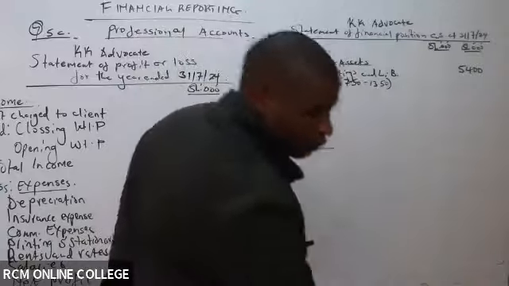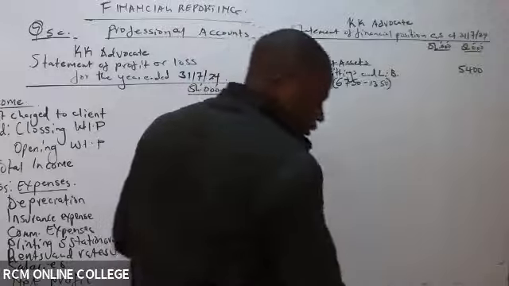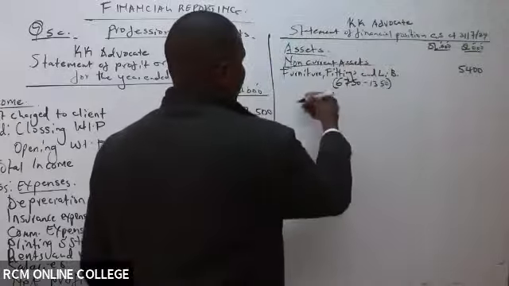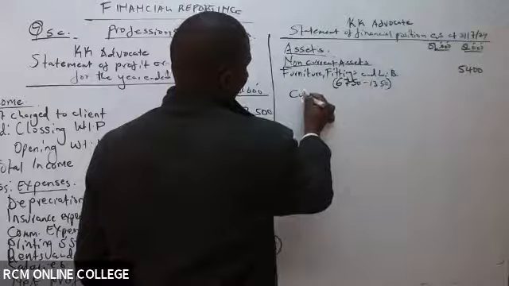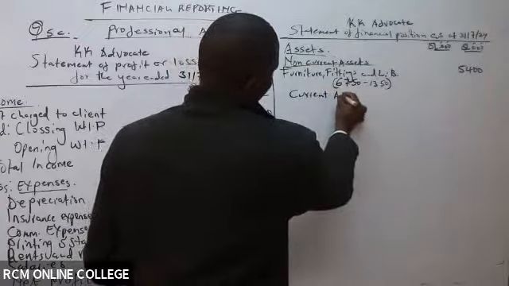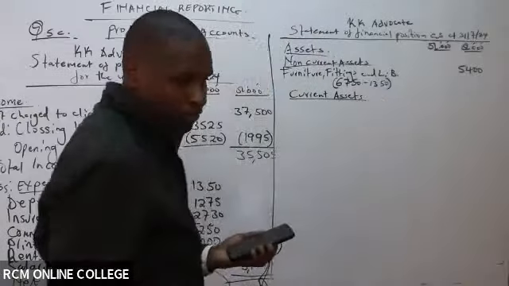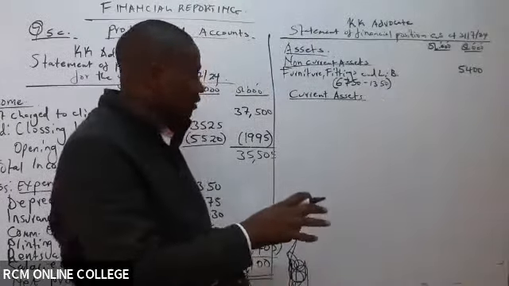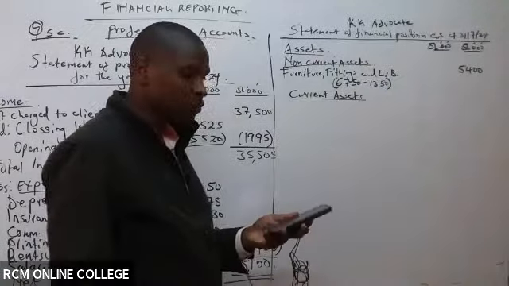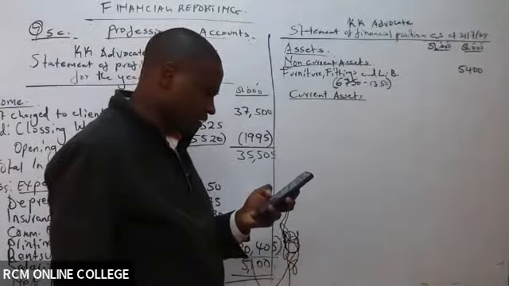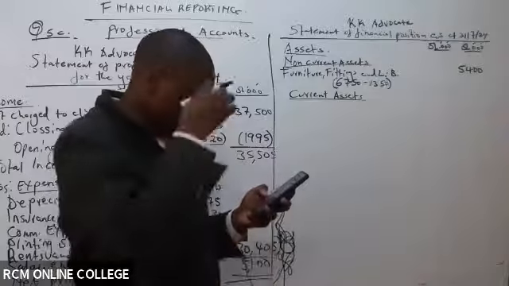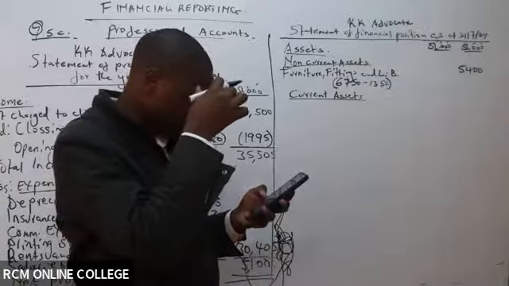Now 5400, we did not have any other item that falls under current assets, but we had current assets. Current asset class, which one do we have? Which one do we have under current assets? It's a very genuine question.